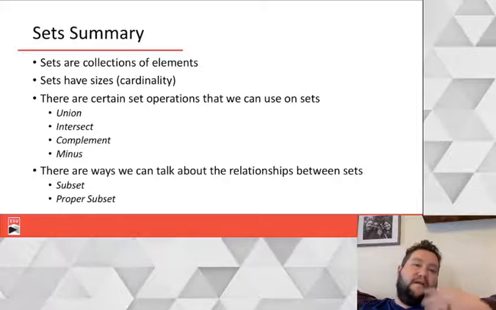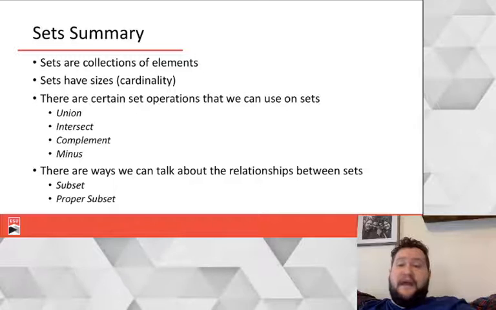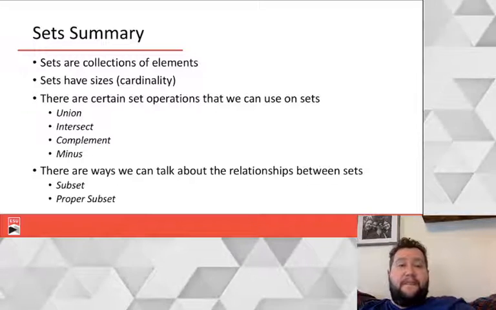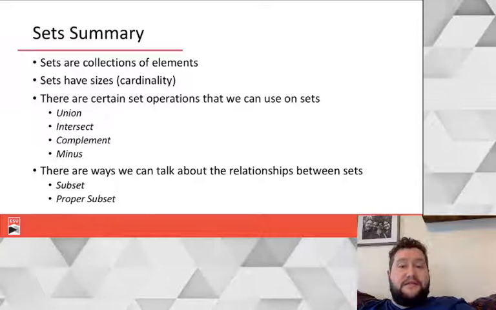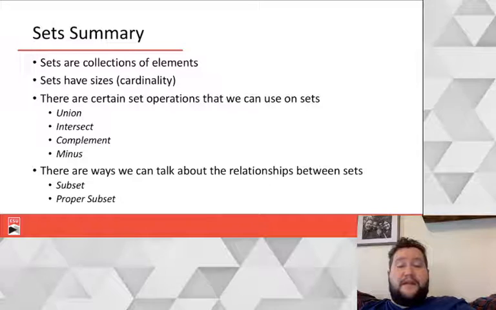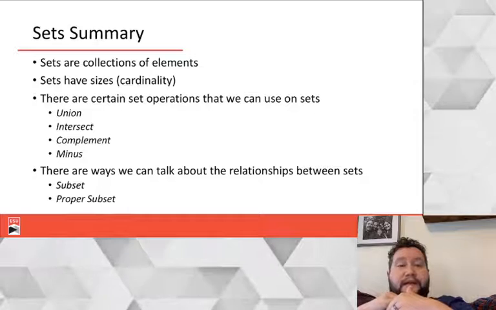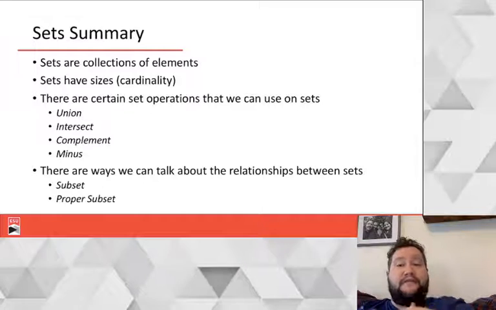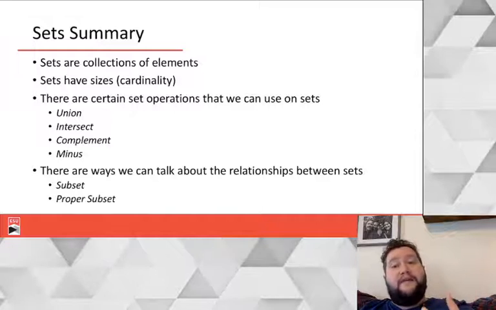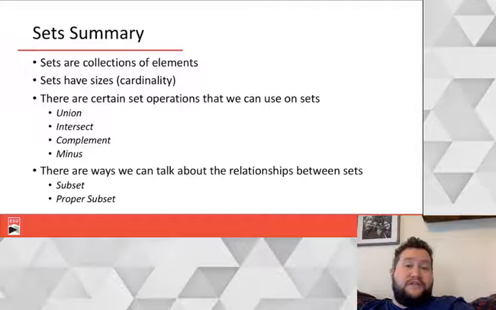So a summary of what we've talked about. Sets are collections of elements, and sets have sizes. That's called cardinality, the number of elements inside. There are certain set operations we can do that we can use on sets. We can talk about the union, or putting two sets together, the intersect, or looking at only the common, the complement, so things that aren't in a given set. We can talk about the minus operation, where we take away the elements of one set from another. We can also talk about relationship between sets.